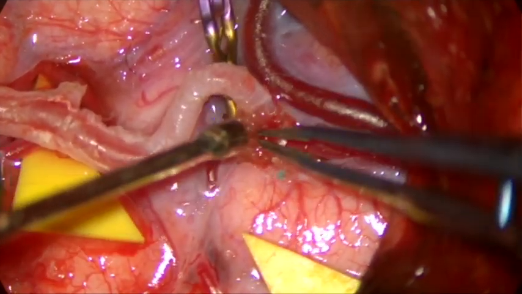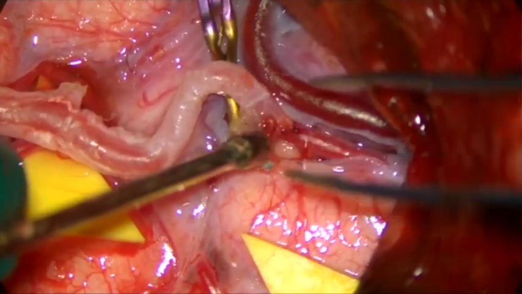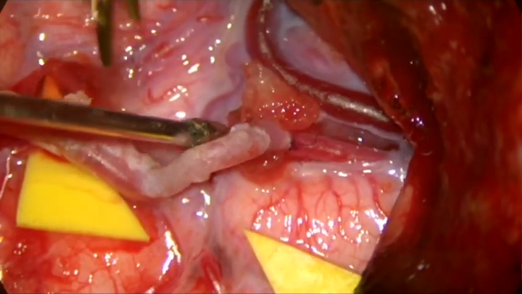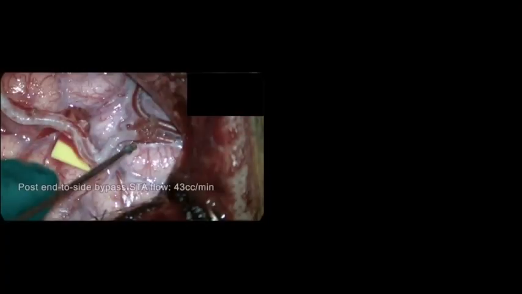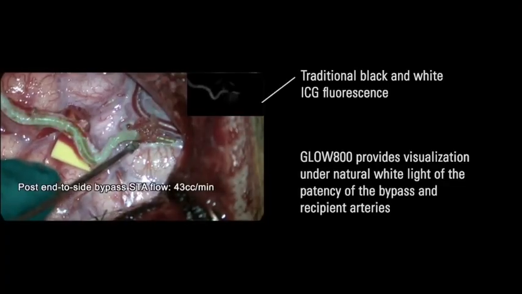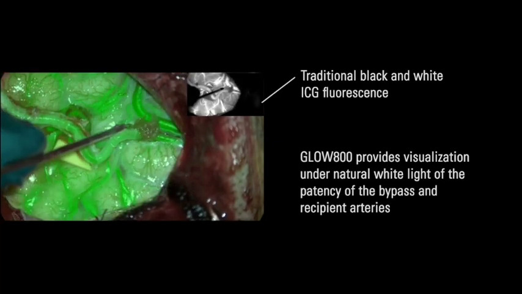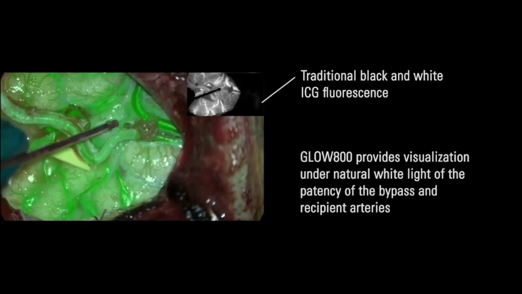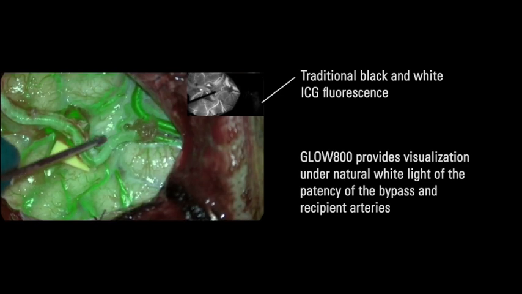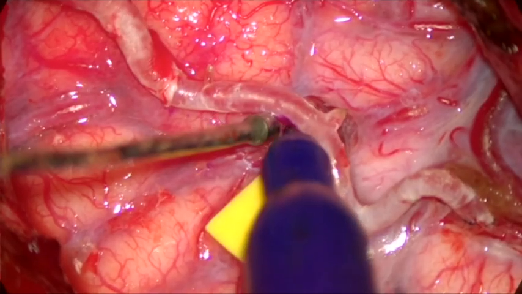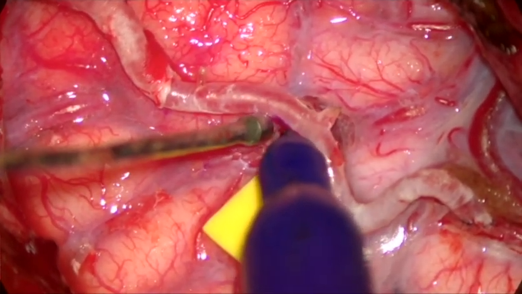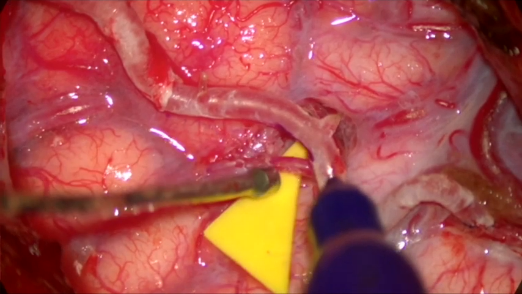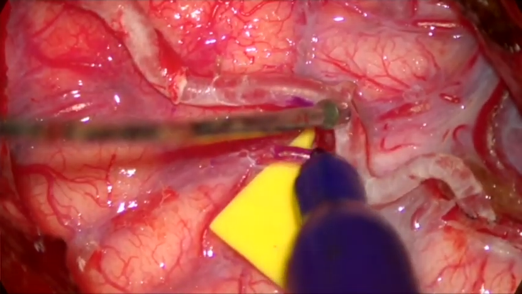A slight amount of back bleeding is comforting that the bypass is not occluded. Glow 800 is used again to visualize the patency of the bypass and the recipient arteries. Next, I proceed with the other anastomoses using the same STA branch.